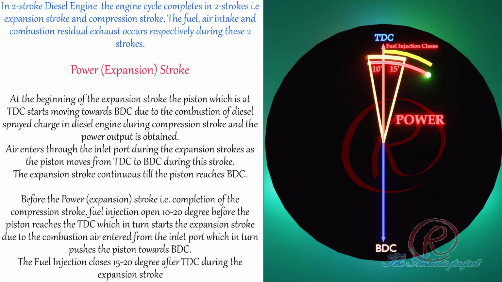Power or expansion stroke. At the beginning of the expansion stroke, the piston, which is at TDC, starts moving toward BDC. Due to the combustion of the diesel spray charged during the compression stroke, the power output is obtained. Air enters through the inlet port during the expansion stroke as the piston moves from TDC to BDC. The expansion stroke continues until the piston reaches BDC.